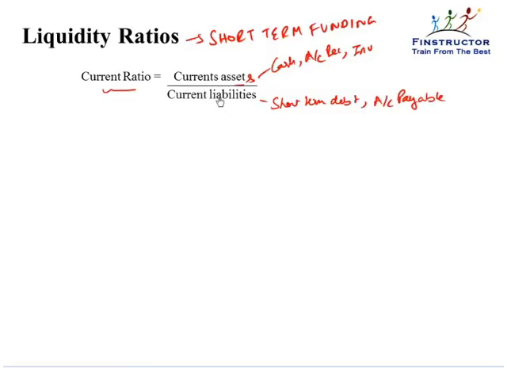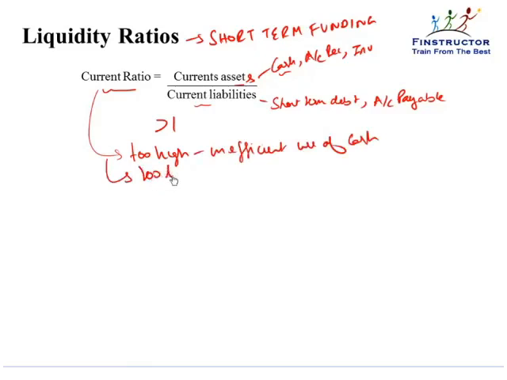So if this ratio is greater than 1, then it implies that the firm has enough current assets in order to meet its current liabilities. If it is less than 1, that means the firm will have to find other sources of funding in order to meet its short-term liabilities or current liabilities. Please note, like any other ratio, too high a ratio implies that the firm has a lot of current assets. So it has a lot of cash, etc., which it probably is not utilizing very well. And too low a ratio would indicate that the firm has short-term liquidity concerns or funding concerns.